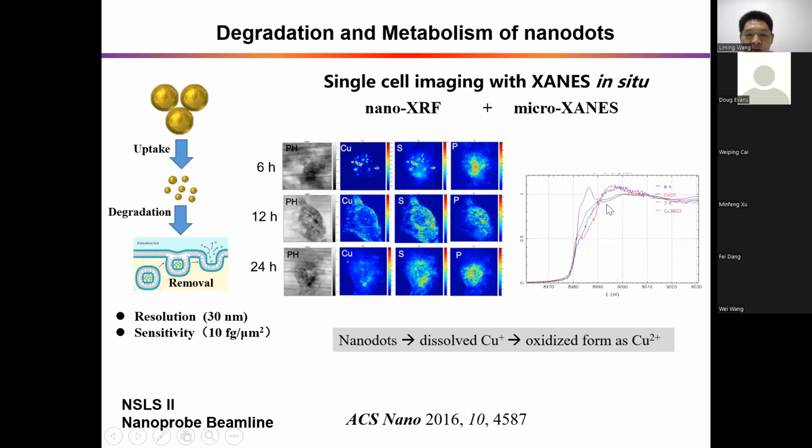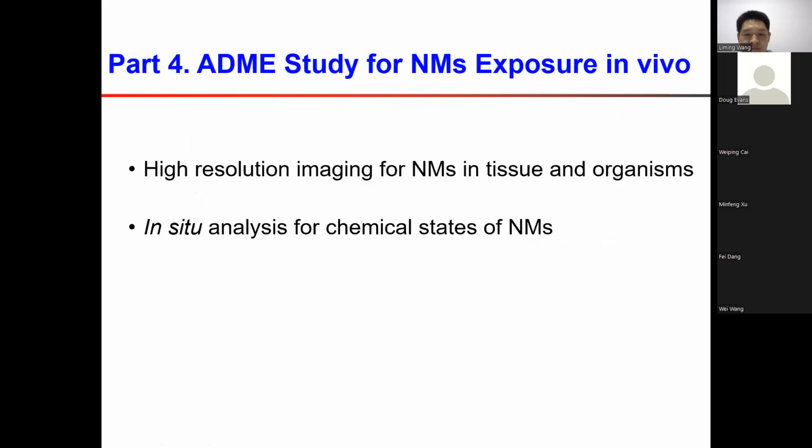And with time, we also detect the chemical forms of copper. We found at the beginning the copper is valence 1. With time, it is oxidized to valence 2. So these two methods can well explain what happened to the nanodots in chemical ways, and explain how this particle is metabolized by our body.